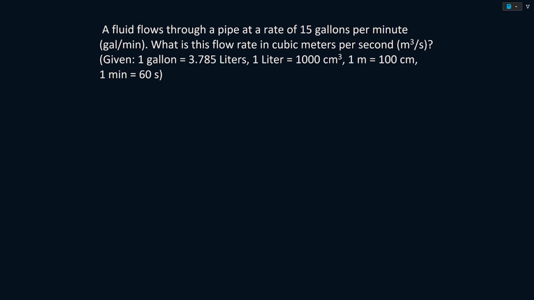A fluid flows through a pipe at a rate of 15 gallons per minute. What is the flow rate in cubic meters per second? First, we start with our given of 15 gallons per minute.